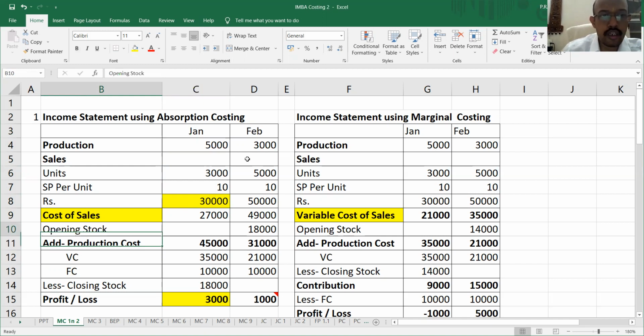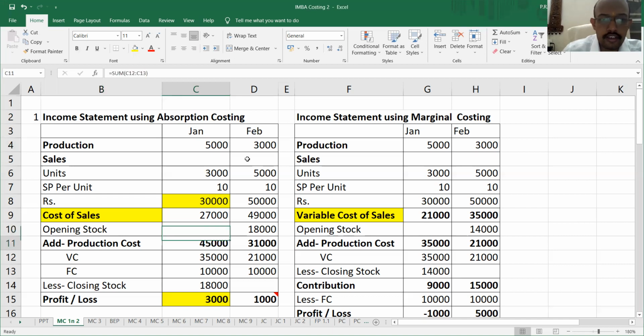Here we are going to find the cost of sales by using the formula opening stock, or you can say it's the cost of goods sold in the financial accounting language. But here I'm telling you the cost of sales because we are trying to include all the costs. Production cost is divided again into variable cost and fixed cost. Again, the formula is opening stock at the production cost less the closing stock. In the first month there is no opening stock.